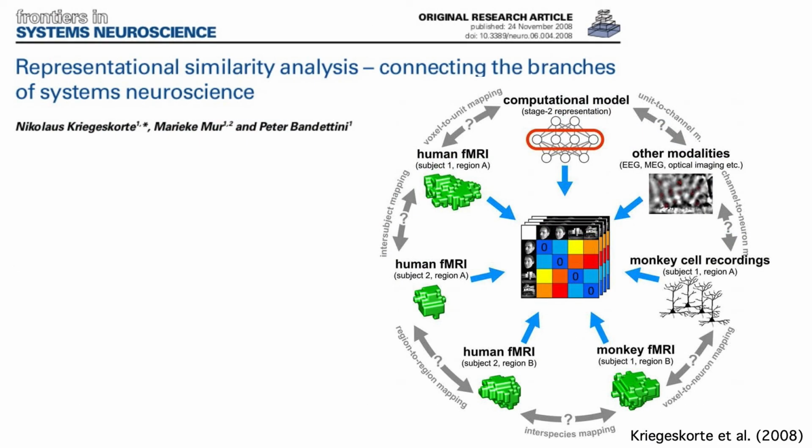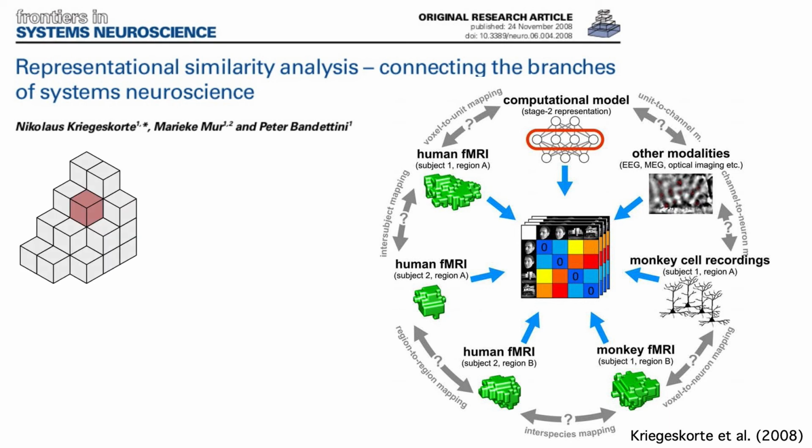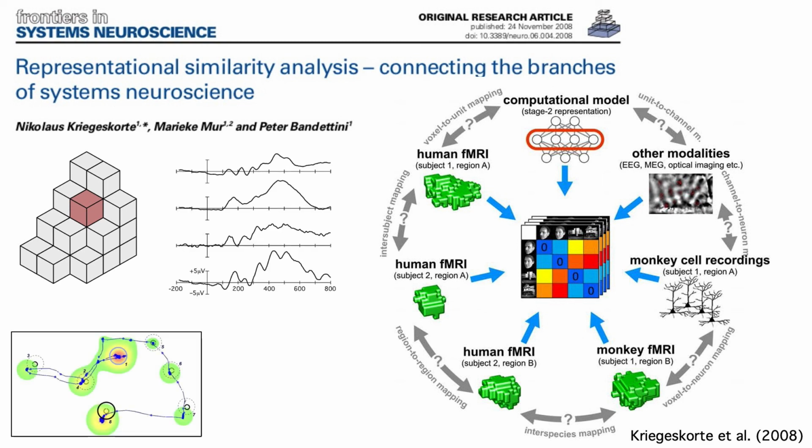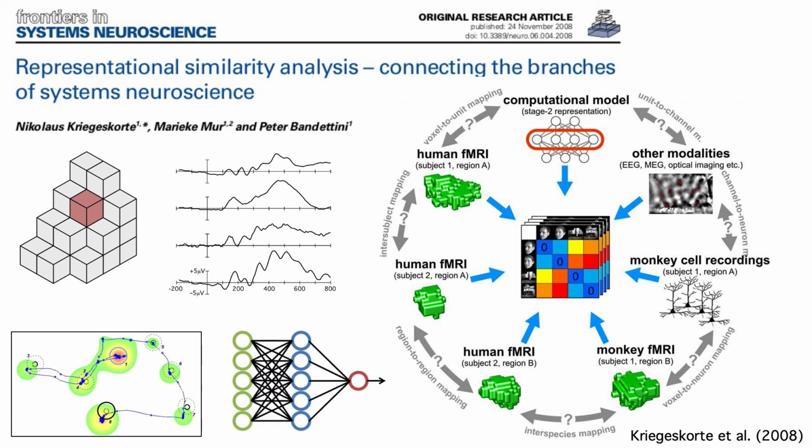RSA was originally developed for fMRI, but it's actually a general-purpose method for assessing links amongst different kinds of neural measures, computational models, and behavior. For example, we might have BOLD activation across a set of voxels in fMRI, ERP waveforms from scalp electrodes, heat maps of eye movements, and a pattern of activation across the units of a neural network model.